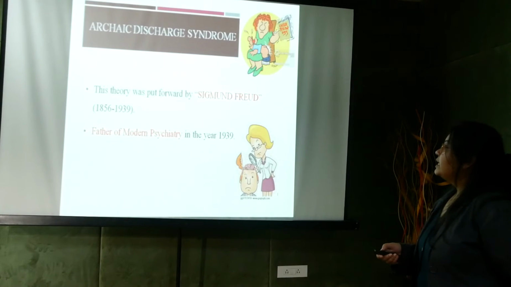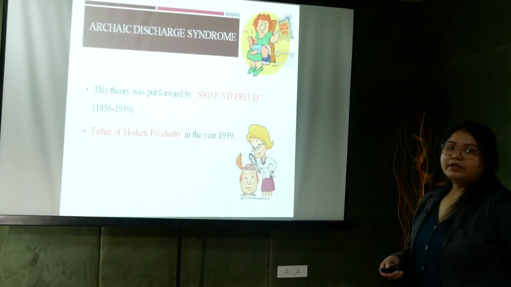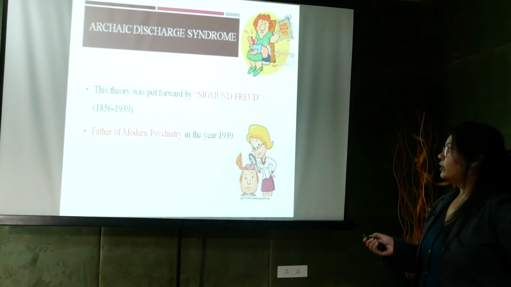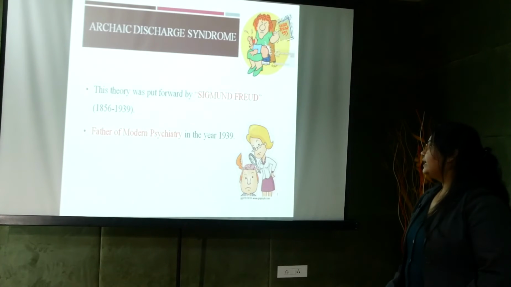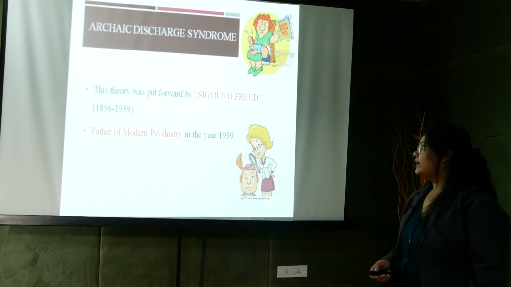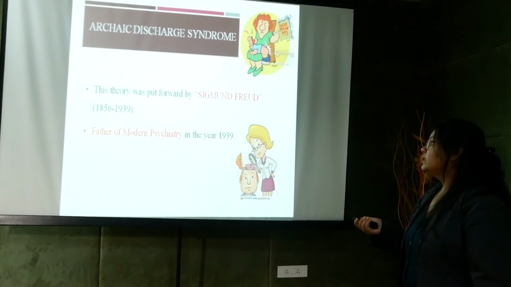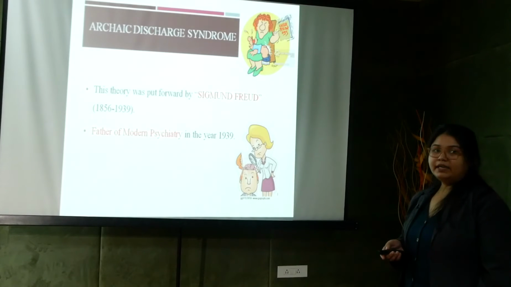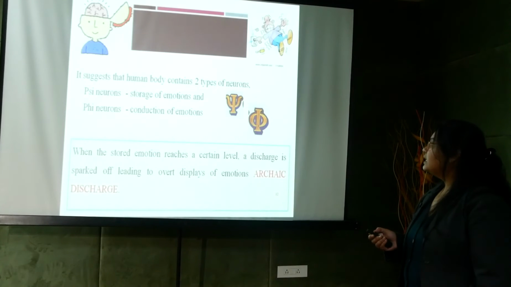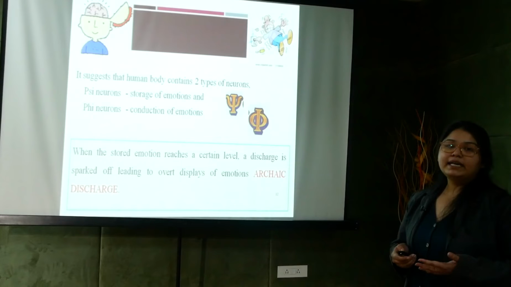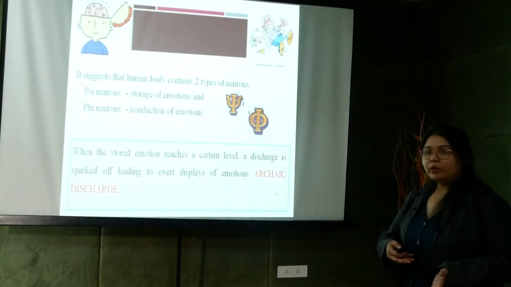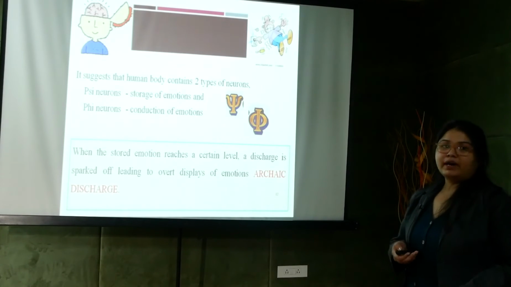So coming to archaic discharge syndrome, it is the theory put forward by Sigmund Freud in the 1900s. He is also known as the father of modern psychiatry. It suggests that the human body contains two types of neurons. One is the sign neurons and the other is the fine neurons.